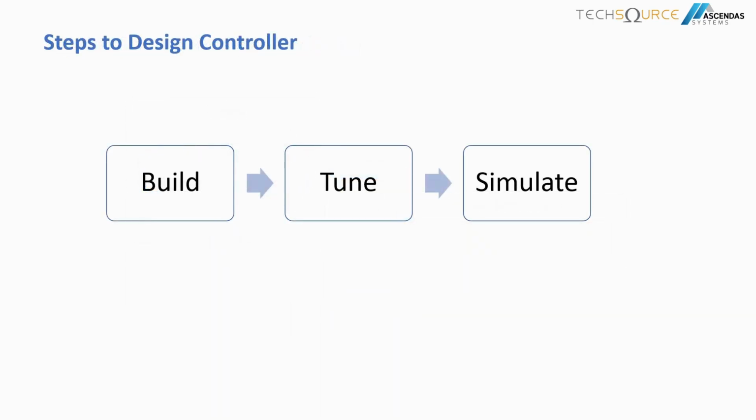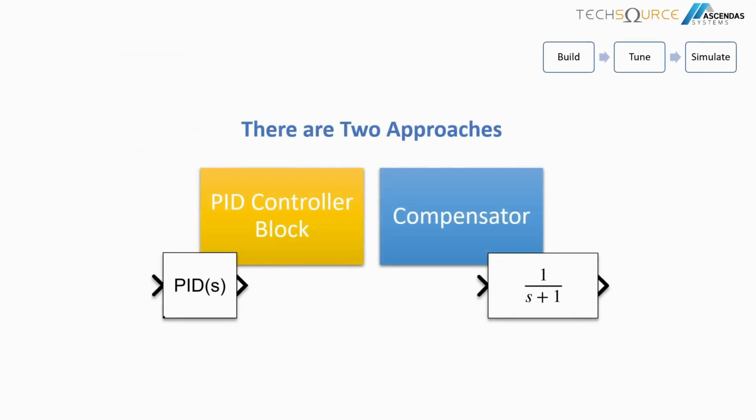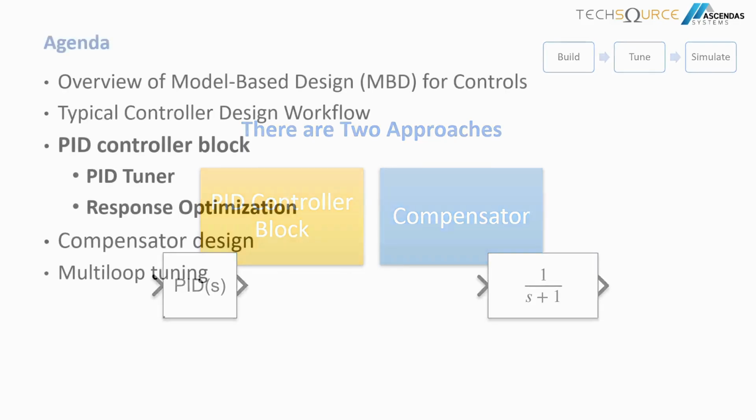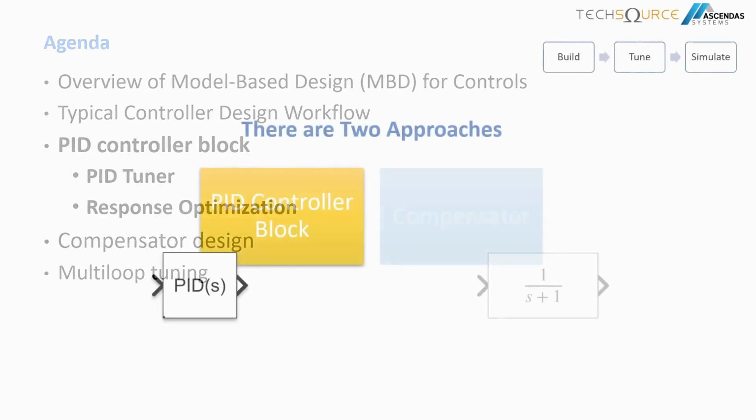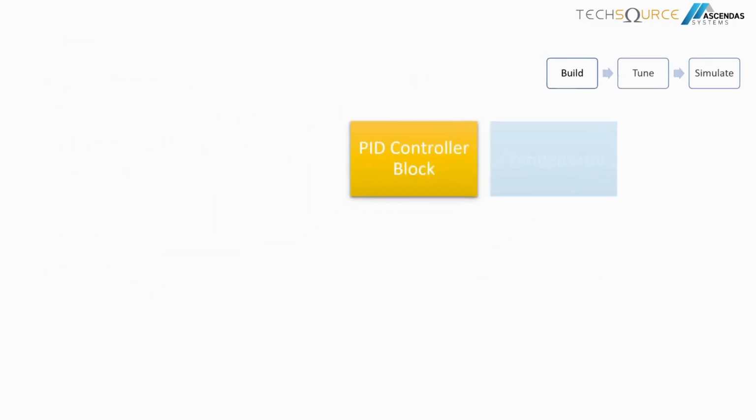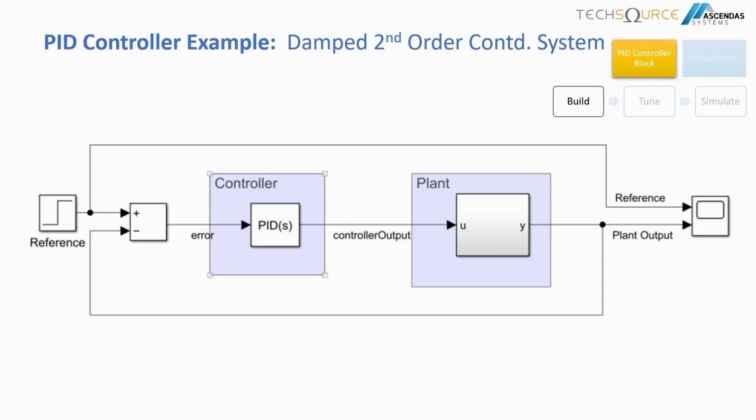From there, we can simplify those into 3 stages, which are build, tune, and simulate. To do that, there are 2 approaches: do the tuning directly on the PID controller or use a compensator. Now let's start with the PID controller block. We are going to take a look at one use case, which is a damped second order continuous system. It's actually a damped spring, and we are going to control that to make it have a faster response.